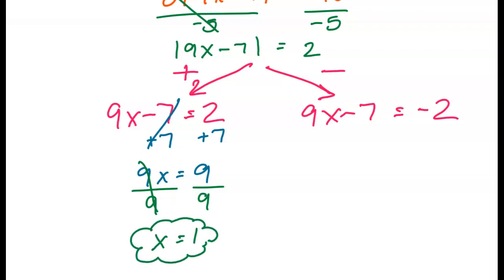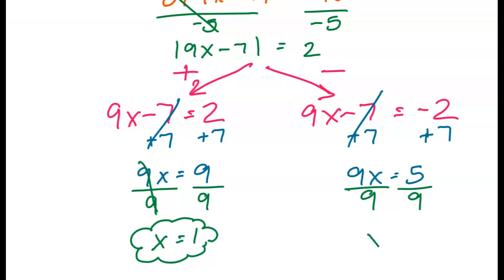And then on the other side, I do the same process. I add 7. But what is negative 2 plus 7? 5. And then I again divide by 9. It's not a whole number. I'm going to leave this as a fraction, not as a decimal. Leave it as a fraction, 5 over 9. And I'm done.